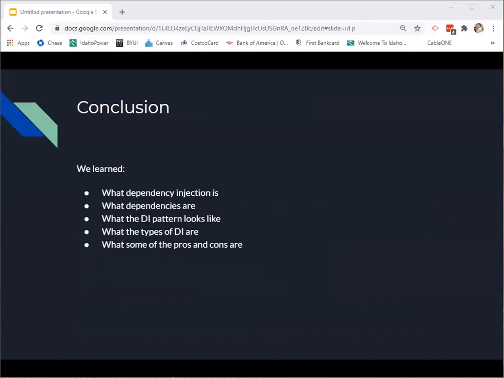In conclusion, we have learned about dependency injection. We have learned about what dependency injection is, what dependencies in programming are, what the dependency injection pattern looks like, what types of dependency injection exist, and what some of the pros and cons to dependency injection are.